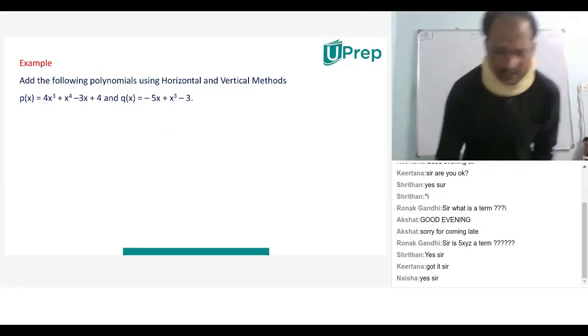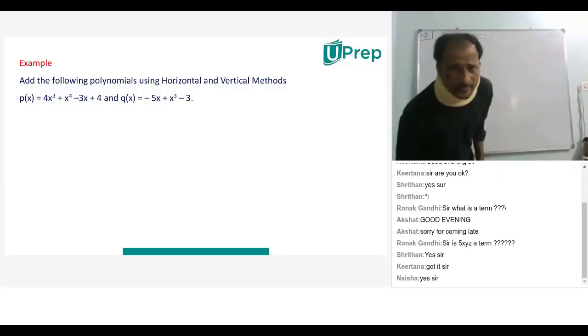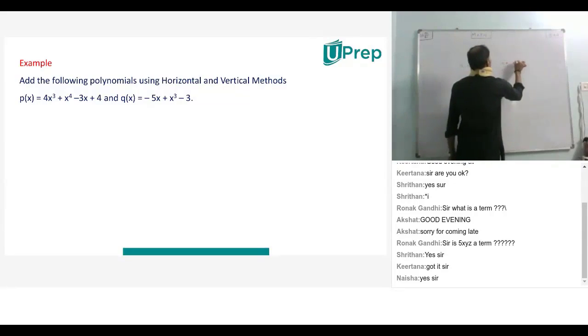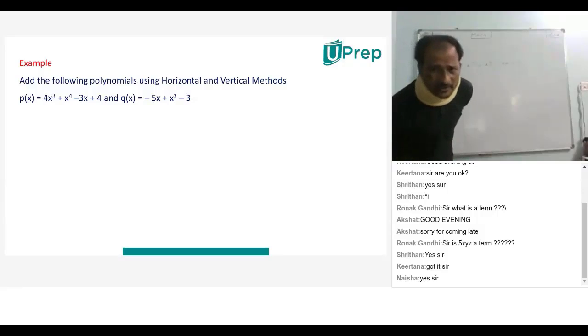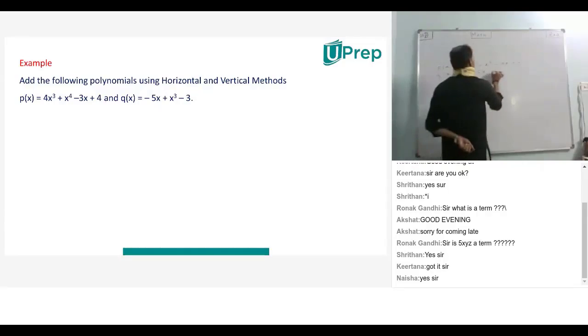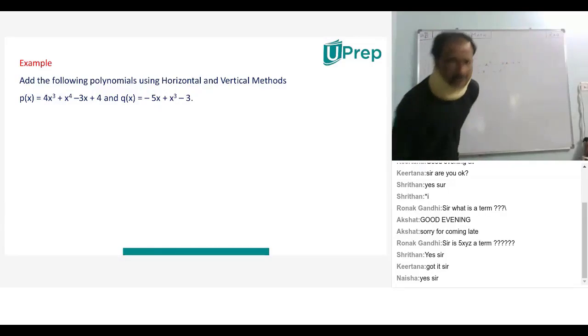Example, let's do this. 4x cubed plus x power 4 minus 3x plus 4. This is P of x. And another one is given as Q of x, and it is minus 5x plus x cubed minus 3.